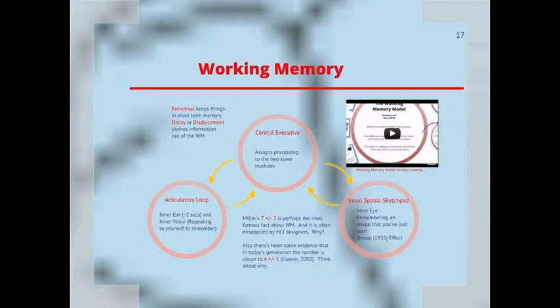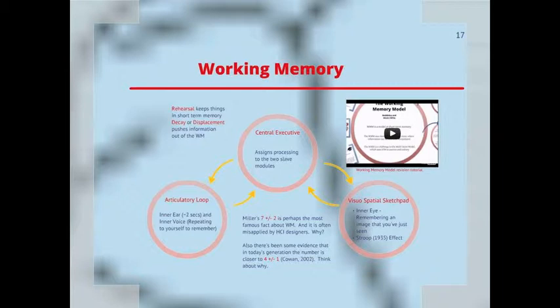Okay, so 7 plus or minus 2 has to deal with things that you need to keep inside your head that you cannot use sensory stores to keep. Okay, for example, if you're told a list of 20 words, maybe you're only going to recall 7 plus or minus 2 of them.